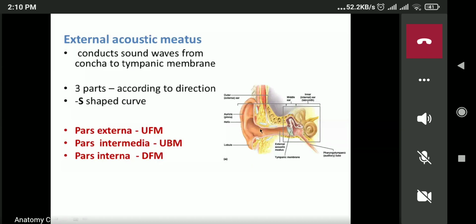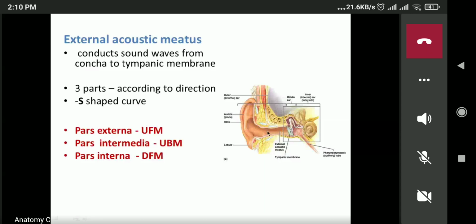Then the pars intermedia, the intermediate part, is directed upward, backward, and medially. The innermost part is directed downward, forward, and medially. So it is S-shaped, or you can say sigmoid shape.